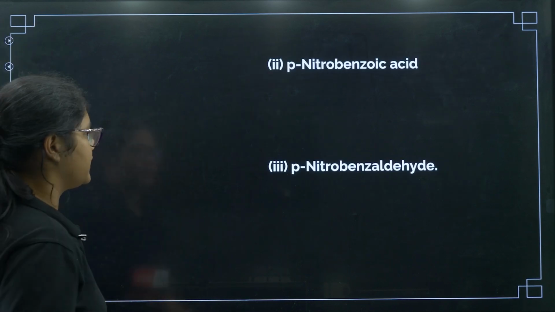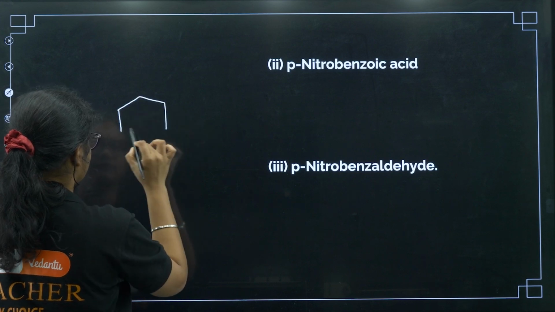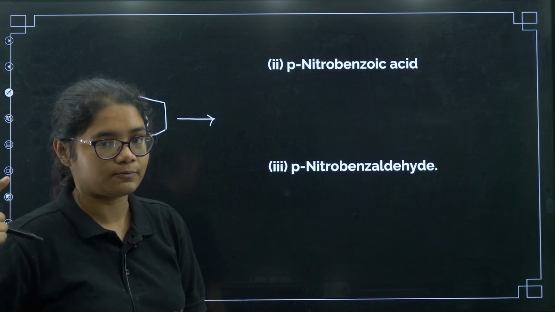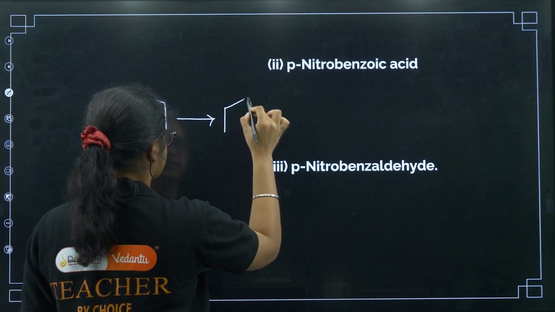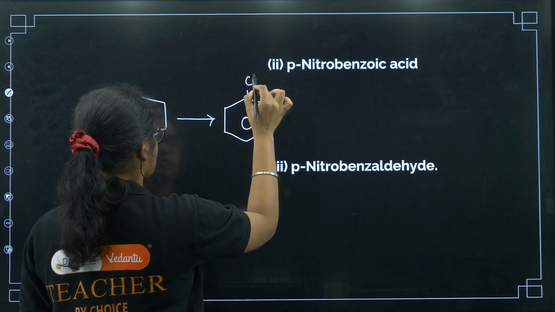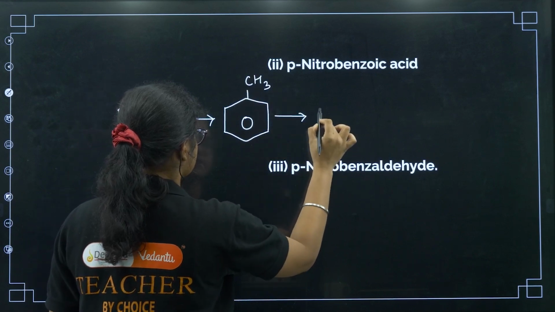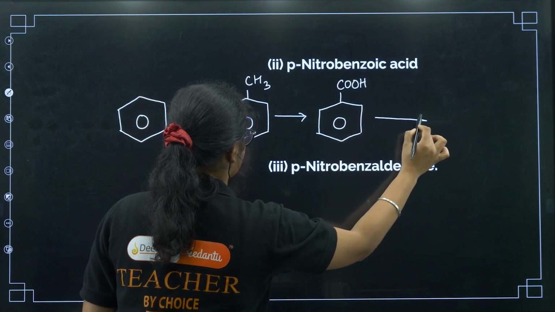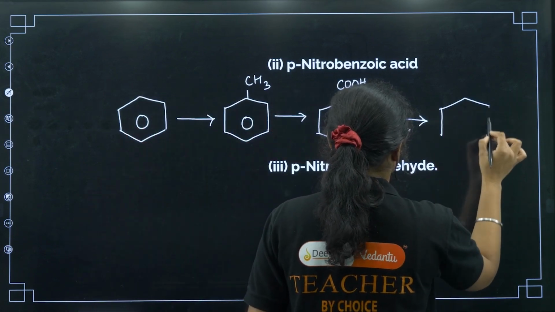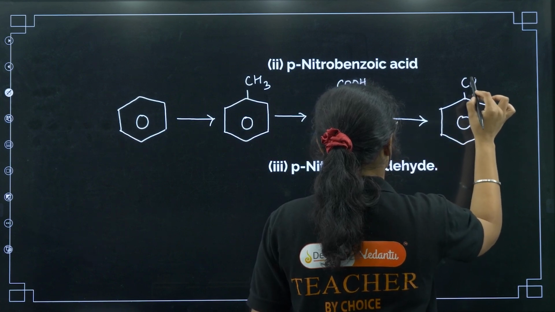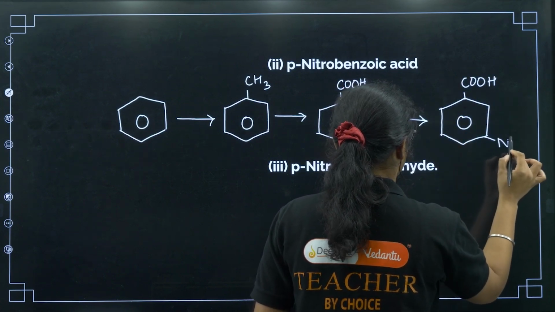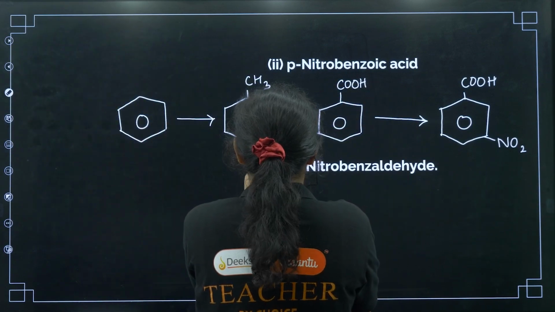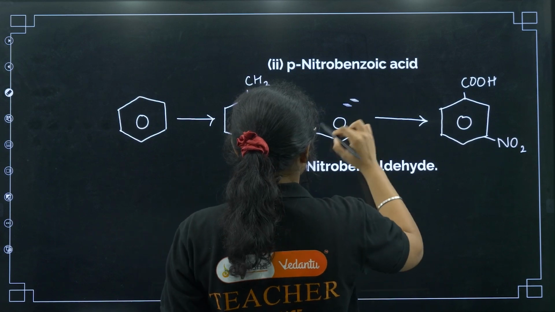Next, para-nitrobenzoic acid. Okay, that is again very simple. You need from benzene. Okay, so first you need para-nitro, means nitro group should go to the para position. So first we will add CH3. Okay, then I will convert it into COOH group. Okay, and then you will convert it into NO2 group. Okay, so sorry, it's meta position I added. Oh, one second.